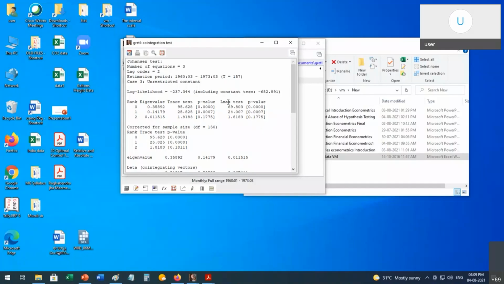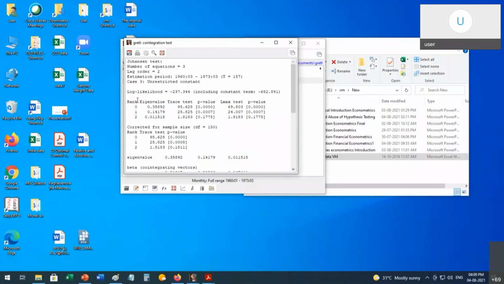Sometimes there may be contradiction between these two tests. In such cases, Johansen and Juselius prefer the maximum eigenvalue test. So we go by this one. Okay. Now, how do we interpret this particular result?